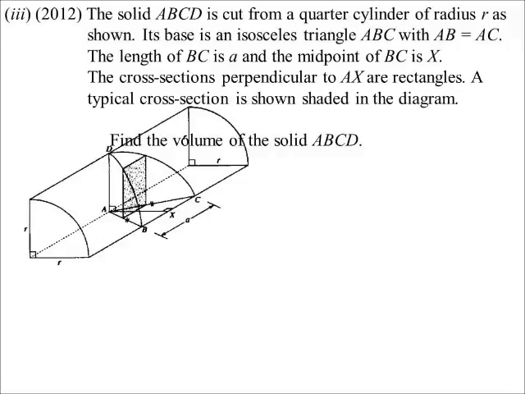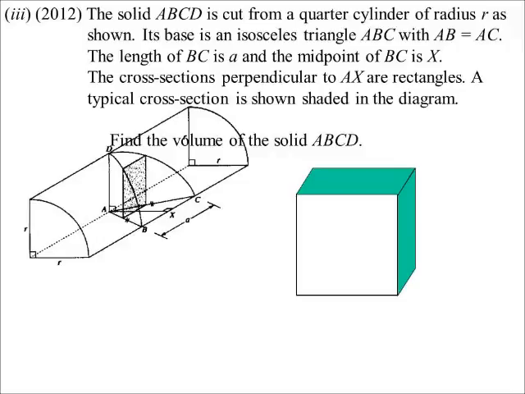Well, again, it's the cross sections that we're interested in. So there it is, it's a rectangle. Let's give it some dimensions. The thickness, I'm going to call that, again, delta Z.